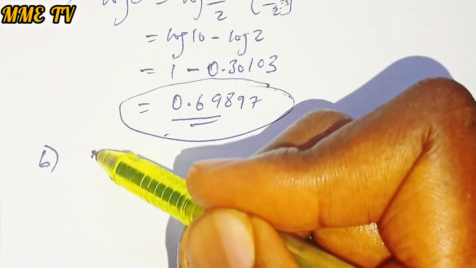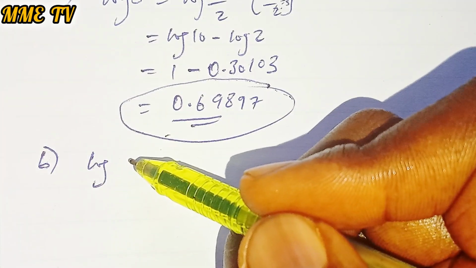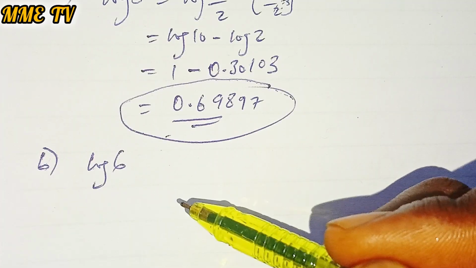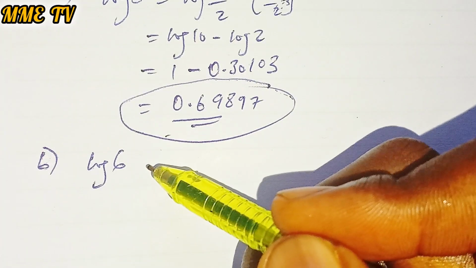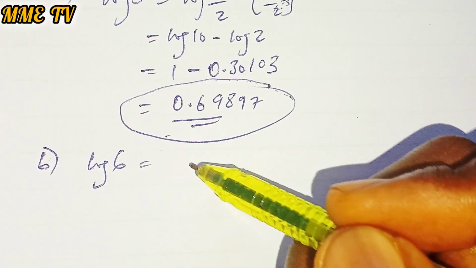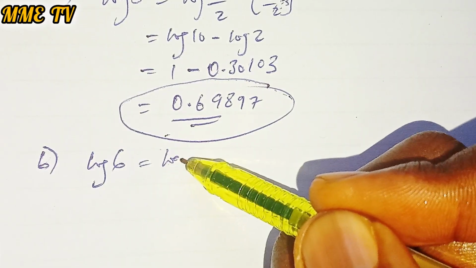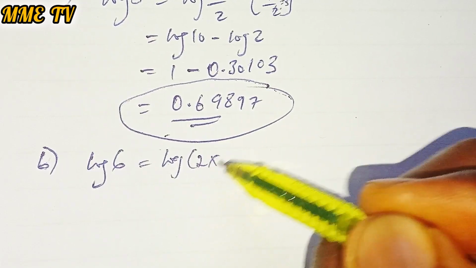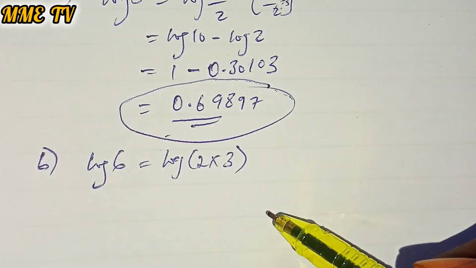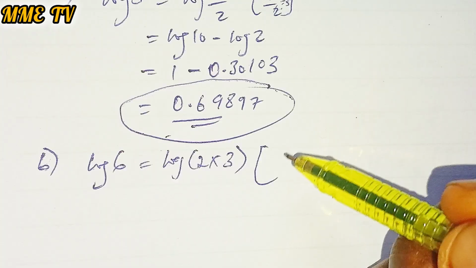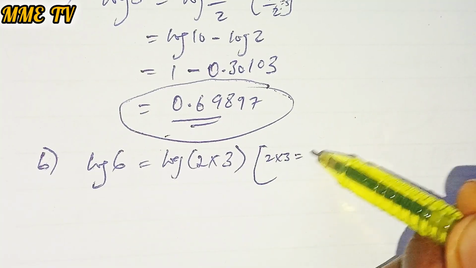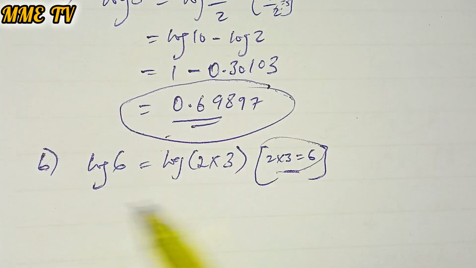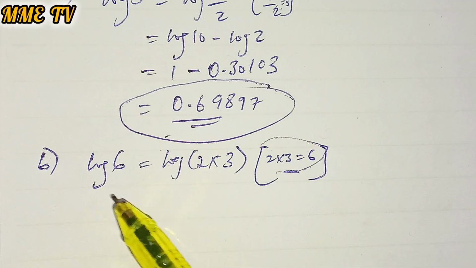Now they say in the second one, find log 6. We need to understand that all this is devised to enable us to solve what we are looking for. Like here, log 6 is still equal to log of 2 times 3. Remember, just like I did above, that 2 times 3 is equal to 6, right? So it's the same value which log 6 is.